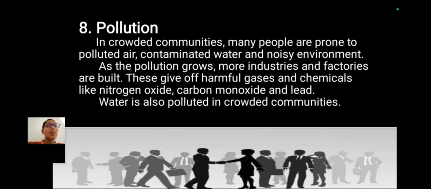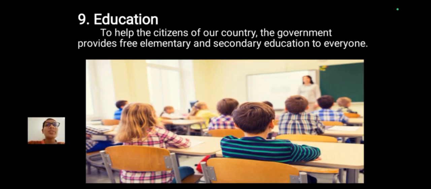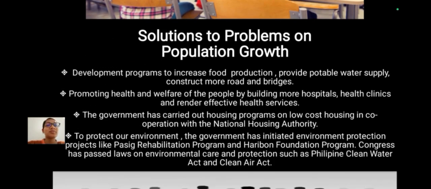Pollution. In crowded communities, many people are prone to polluted air, contaminated water, and noisy environment. As the population grows, more industries and factories are built. These give off harmful gases and chemicals like nitrogen oxide, carbon monoxide, lead. Water is also polluted in crowded communities. Education. To help the citizens of our country, the government provides free elementary and secondary education to everyone.